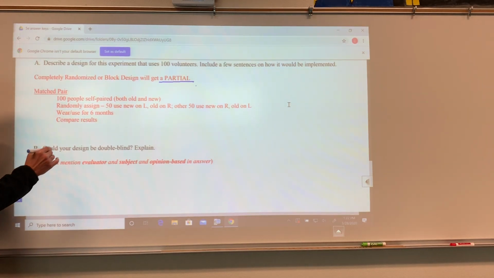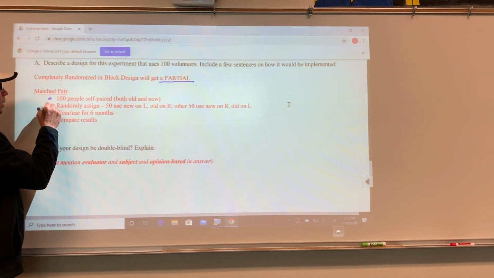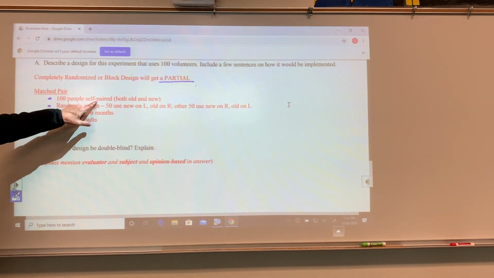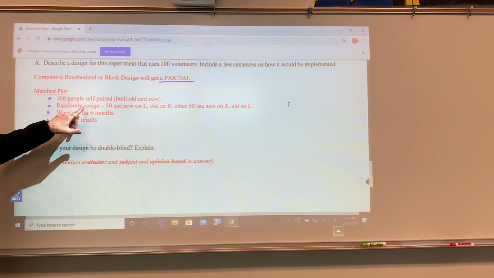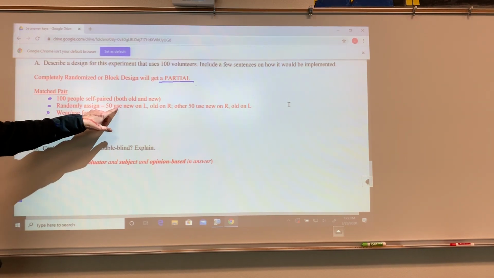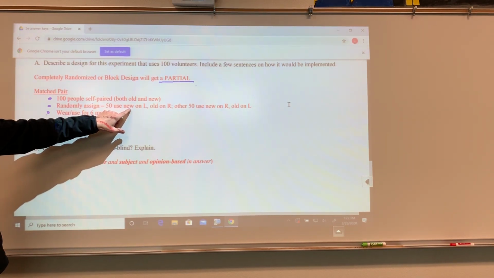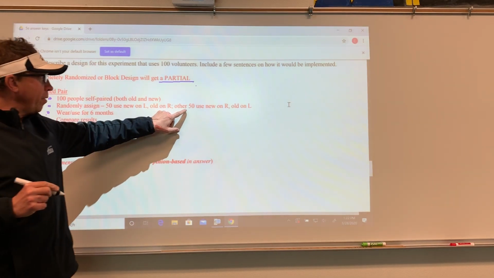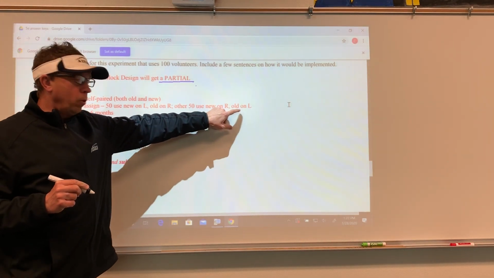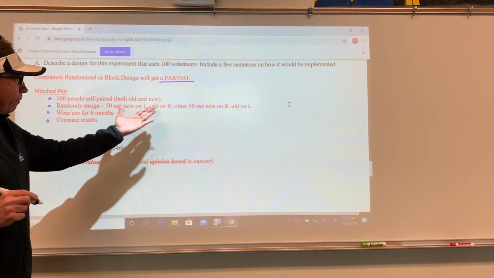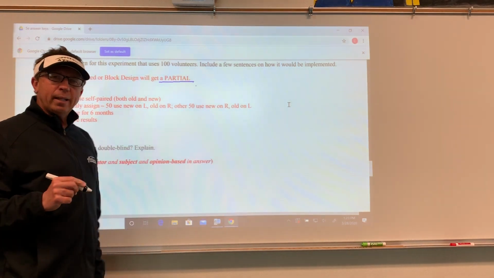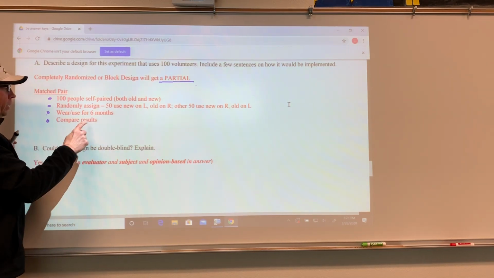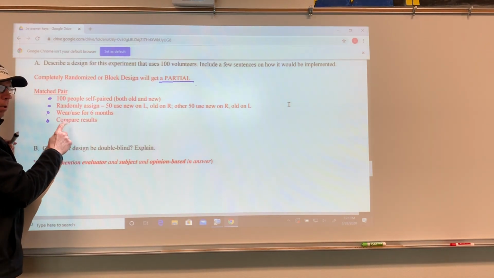Now, I like to do my matched pairs out with bullet points. Just explain things, okay? 100 people self-paired, both old and new. Randomly assign 50 to use the new treatment on the left foot, old on the right, and the other 50 new on the right and old on the left. I would write left and right out in more words than that. This is just my notes, okay? I would wear or use them for 6 months, and then later I would compare the results.